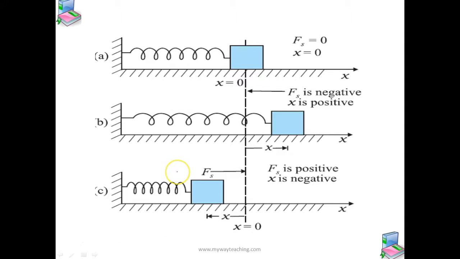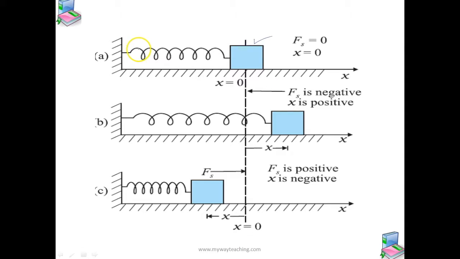Okay, block attached to a spring. You can see here a block which is attached to a spring and resting on a smooth horizontal surface, isn't it? And the other end of the spring is attached to the rigid wall. So the spring is light and it may be treated as massless.